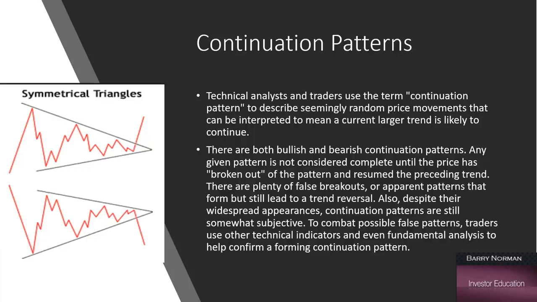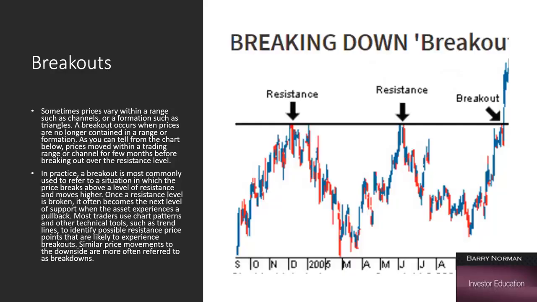Also, despite their widespread appearance, continuation patterns are still somewhat subjective, and this is why I don't ever look at whether they are a continuation or reversal. I only care that we have the pattern and where the reversal is. Did the reversal break up or did it break down? And then we also want to pay attention to our support and resistance lines above and below that price, because we can't set our target price higher than the next resistance level. So in order to do our risk-reward ratio, if our target price would be higher than the next resistance level, we have to reduce that target price below that resistance.